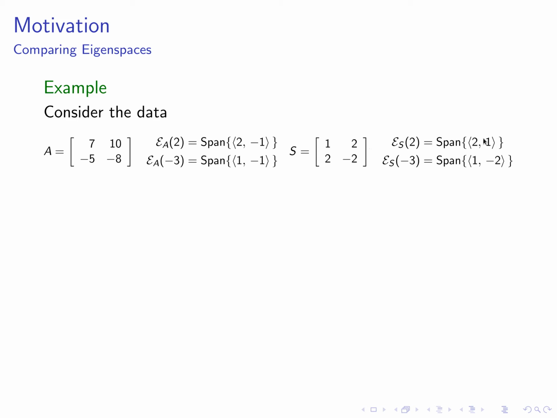And the eigenvectors that we've chosen for our bases are different from each other. So for lambda equals 2 as an eigenspace of A, we're looking at the basis vector (2, -1). And for the eigenspace of S, where lambda equals 2, our basis vector is (2, 1). And for lambda equals -3, the eigenspace of A is spanned by (1, -1). And for lambda equals -3, the eigenspace of S is spanned by (1, -2). So we have two matrices that have some things in common, but they are definitely different matrices.